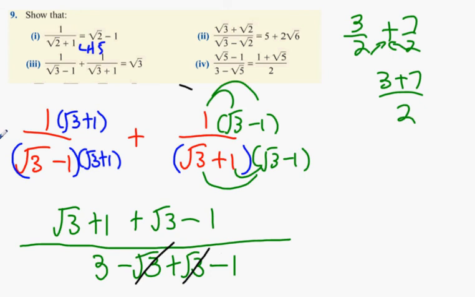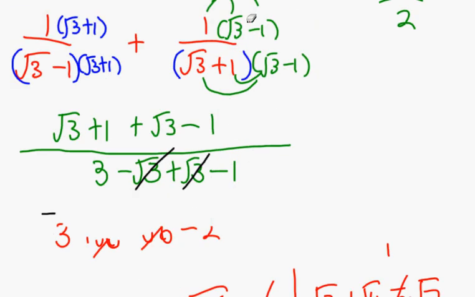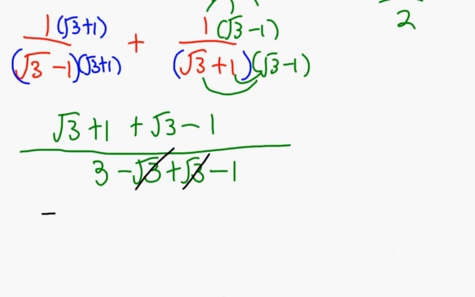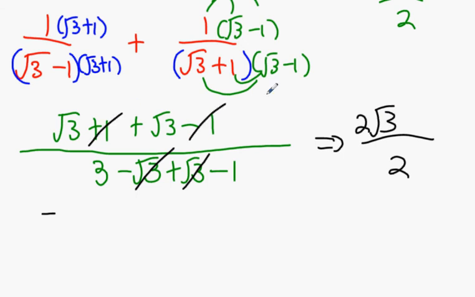Cancel, cancel. How much do we have on the bottom? 2 on the bottom. And what do we have on the top? Root 3 plus root 3, and then plus 1 minus 1 cancels. 2 root 3 divided by 2. The 2's cancel, giving you root 3. You could always use the calculator. Okay.